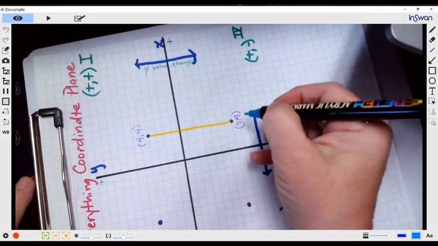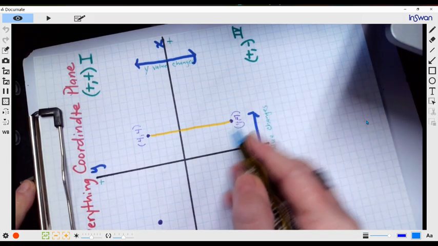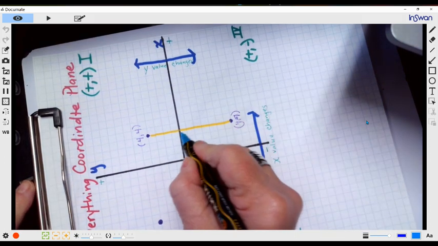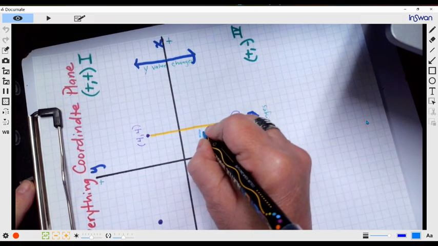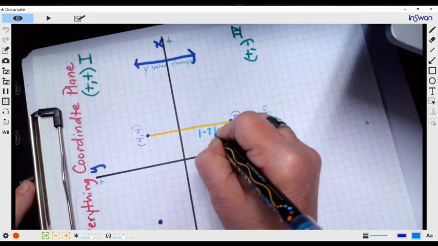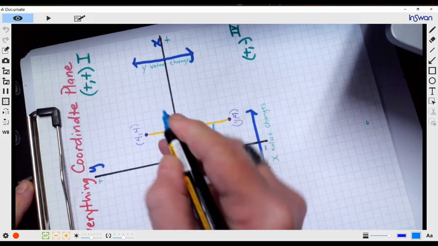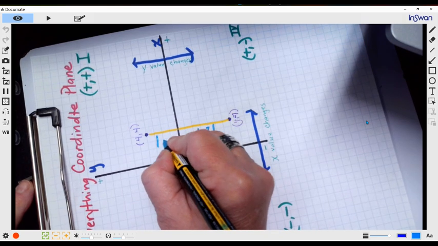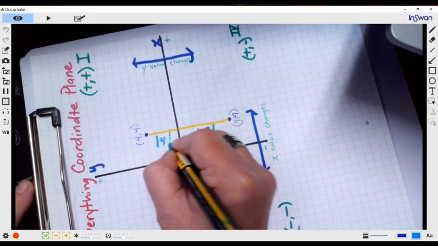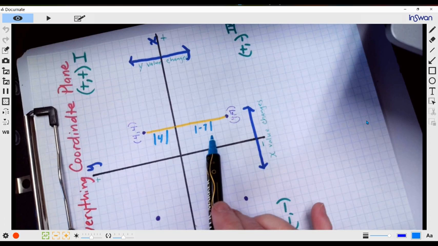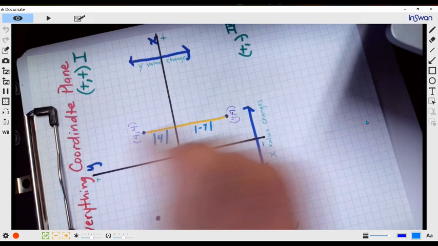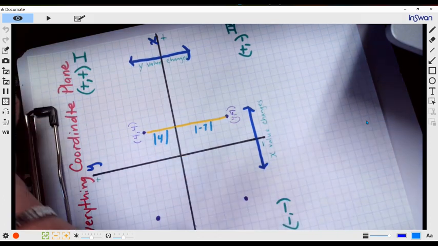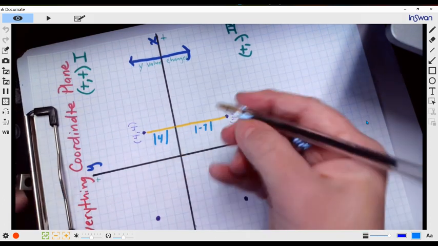Now, I'm going to look at the absolute value of these distances from here to here. We have the absolute value of -7. From here to here, we have the absolute value of 4. And if I take the absolute value of -7, that is 7, and 7 plus 4 is 11. So the distance between these 2 points is going to be 11 units.